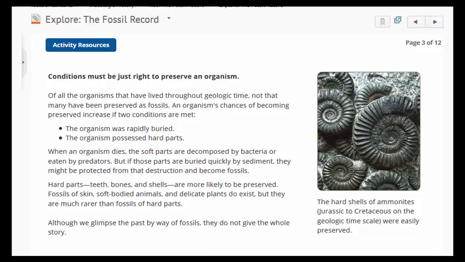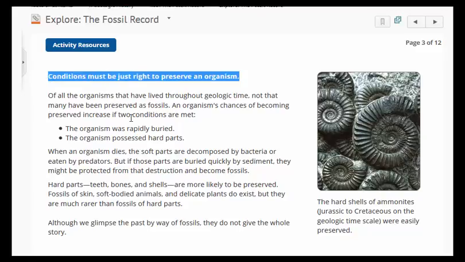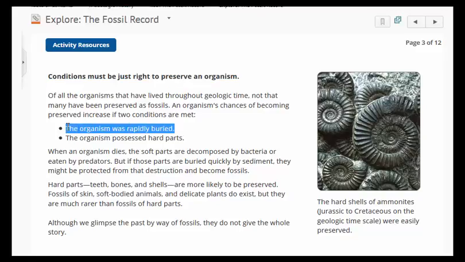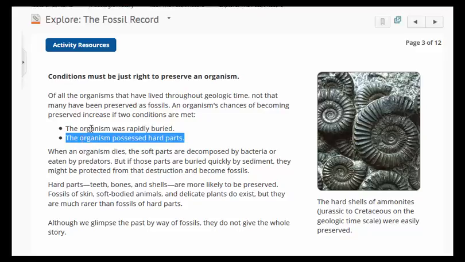The fossil record provides evidence of past life as well as clues to the past climate, environment, and abiotic factors in an area. But not every organism can last for hundreds or thousands of years. It has to be rapidly buried, so very quickly buried under sediment, and it has to possess hard parts. If it was a soft creature like a jellyfish, it would not be preserved very well.